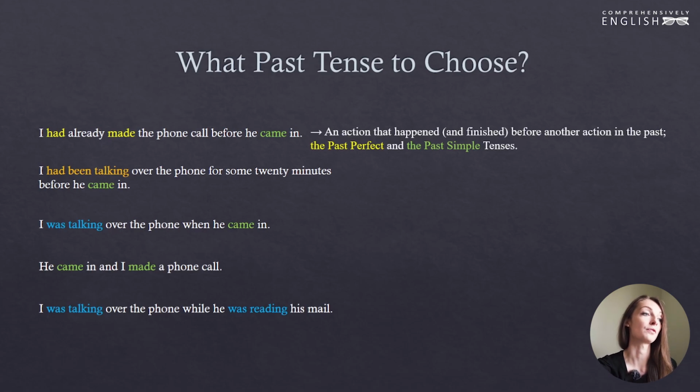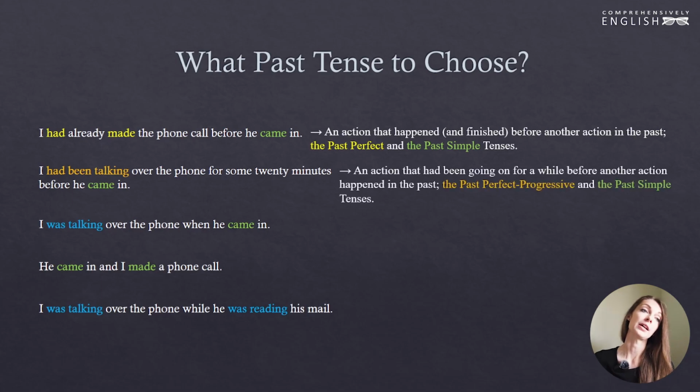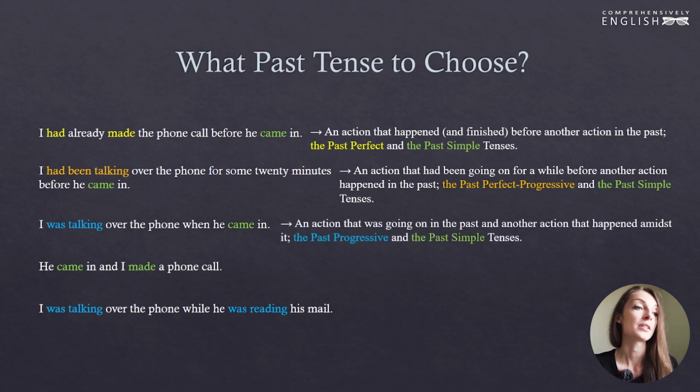I had been talking over the phone for some 20 minutes before he came in. An action that had been going on for a while before another action happened in the past. The past perfect progressive, I had been talking over the phone, is used. And the past simple, he came in. I was talking over the phone when he came in. That's an action that was going on in the past and another action that happened amidst it. An action that interrupted it. So the past progressive and the past simple tenses are used.